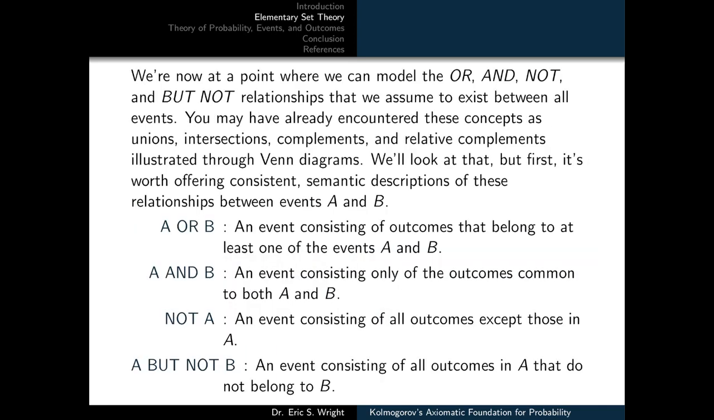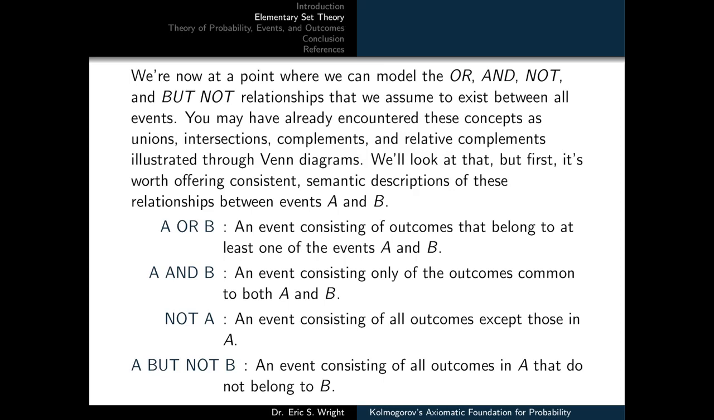We're at a point now where we can model the or, and, not, and but not relationships that we assume to exist between all events. You may have already encountered these concepts as unions, intersections, complements, and relative complements illustrated through Venn diagrams. We'll look at that, but first it's worth offering consistent semantic descriptions of these relationships between two events, A and B. So A or B is defined to be an event consisting of outcomes that belong to at least one of the events A and B.